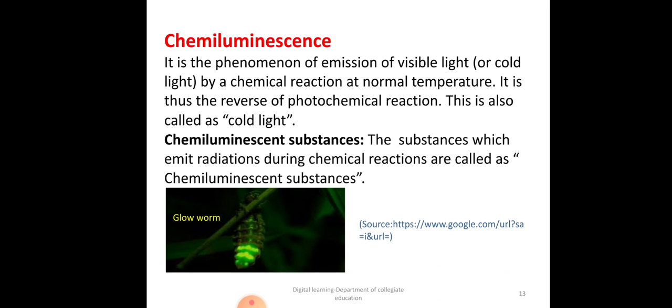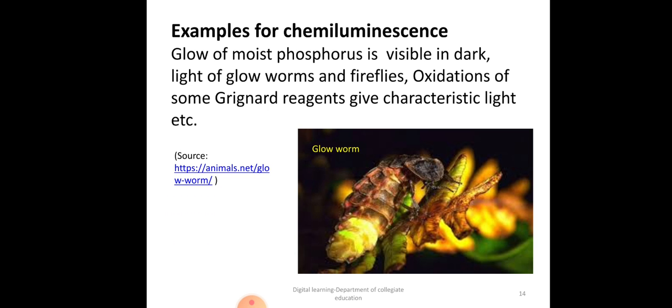Chemiluminescence. It is the phenomenon of emission of visible light by a chemical reaction at normal temperature. It is thus the reverse of photochemical reaction. This is also called cold light. The substances which emit radiations during chemical reactions are called chemiluminescent substances. Examples for chemiluminescence are the glow of marsh phosphorus visible in the dark, light of glowworms and fireflies, and oxidation of some Grignard reagents giving characteristic light.